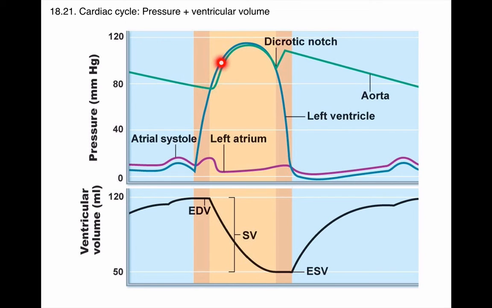Once it does open and it starts to eject the blood out, you get this stroke volume, the amount of blood that's ejected during this period of ventricular systole. Now here, as the pressure is starting to go down again, here's where the semilunar valve closes, but it doesn't just close, it slams shut. So it's a much bigger reverb that you see. It's a feature that we call the dicrotic notch. So that's the slamming closed of the semilunar valve.